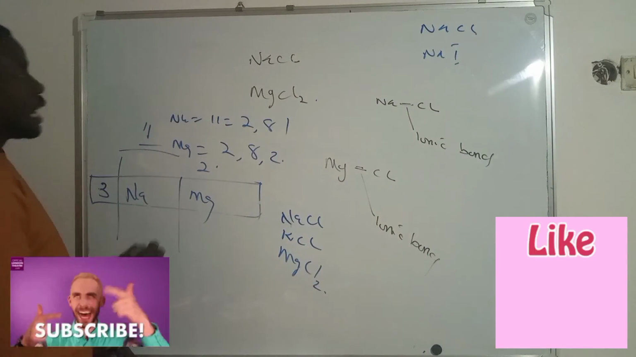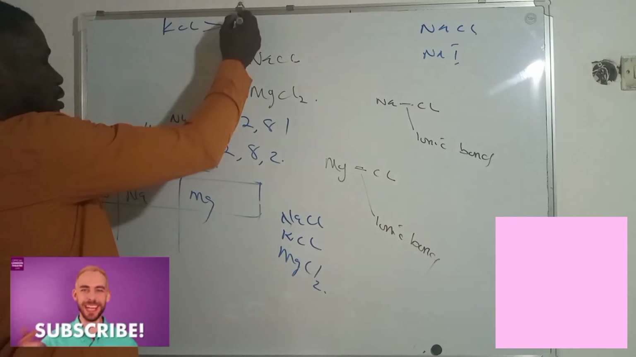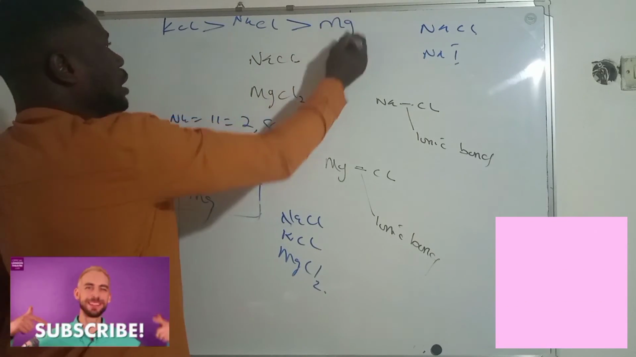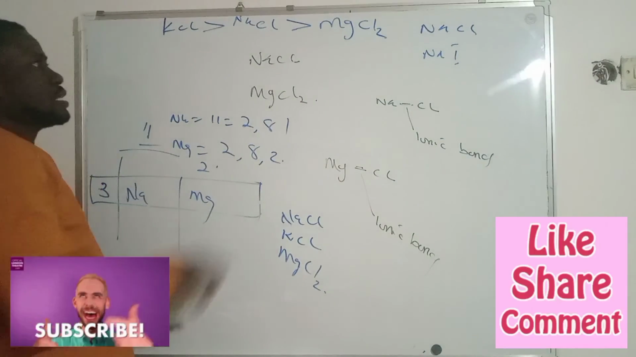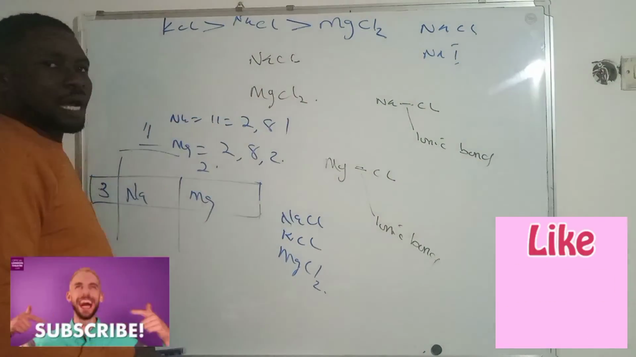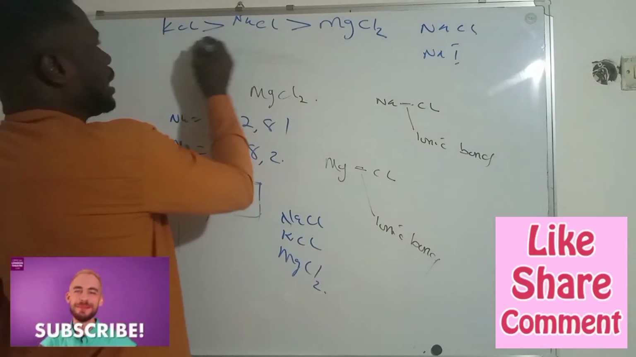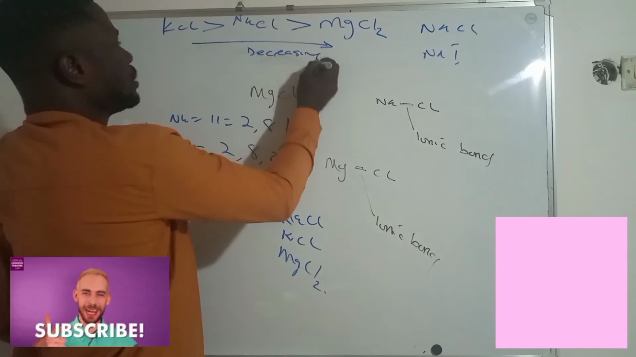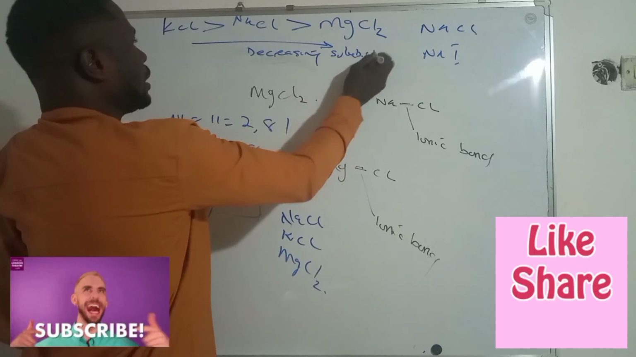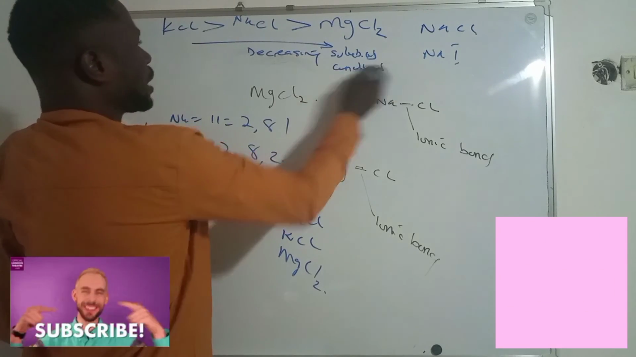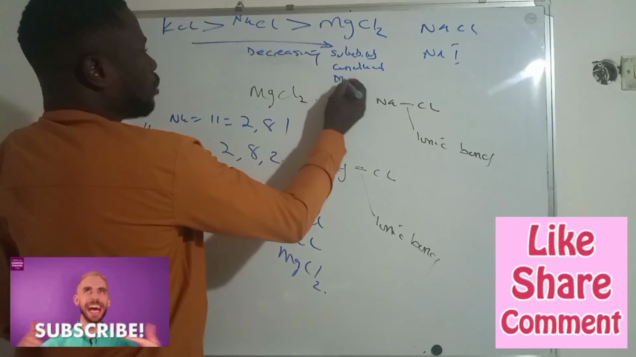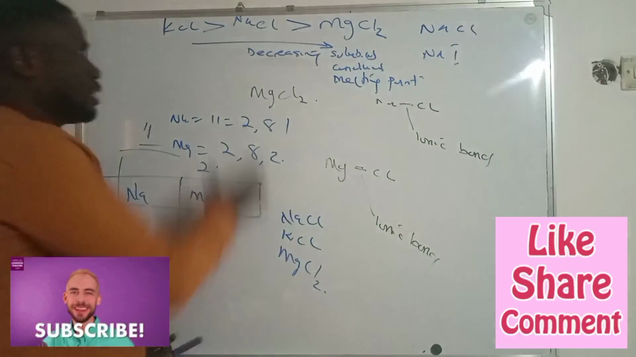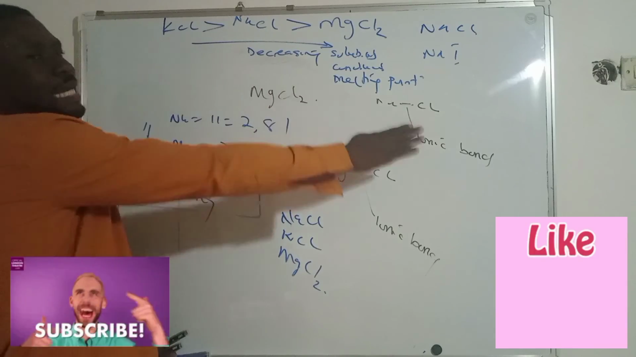So if I'm to arrange this, I can say that potassium chloride is more ionic than sodium chloride, and this is more ionic than magnesium chloride. This is in order of decreasing ionic strength. So if I make an arrow this way, this arrow is in decreasing solubility, decreasing conductivity, decreasing melting point. All those properties of ionic compounds we've identified, for these 3 compounds, those properties will be decreasing.